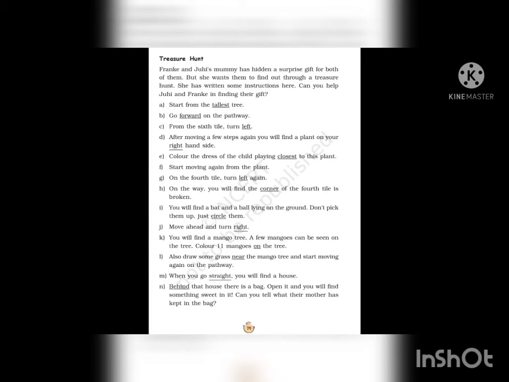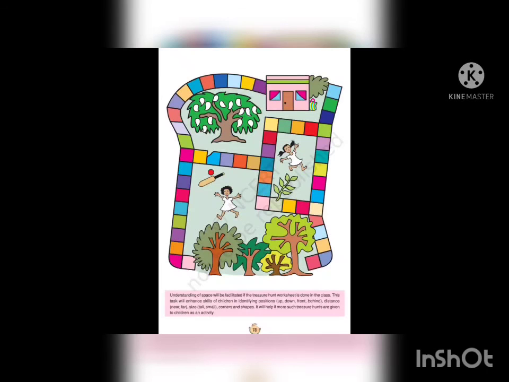M. When you go straight, you will find a house. N. Behind that house there is a bag. Open it and you will find something sweet in it. Can you tell what their mother has kept in the bag? So here is the picture where you have to do the treasure hunt. You will follow the steps that are written on page number 74, and you will do the treasure hunt here step by step.